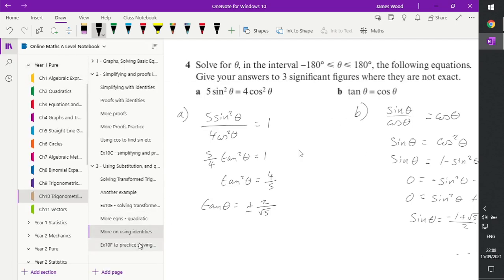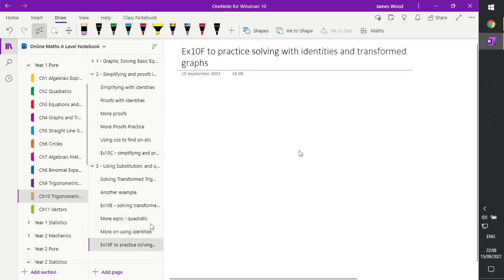Okay. If you want something like that, where you've got a mixture, so you've got some transformed functions, and you've also got some that need identities and so on, then exercise 10F would be the one to do for practice there.